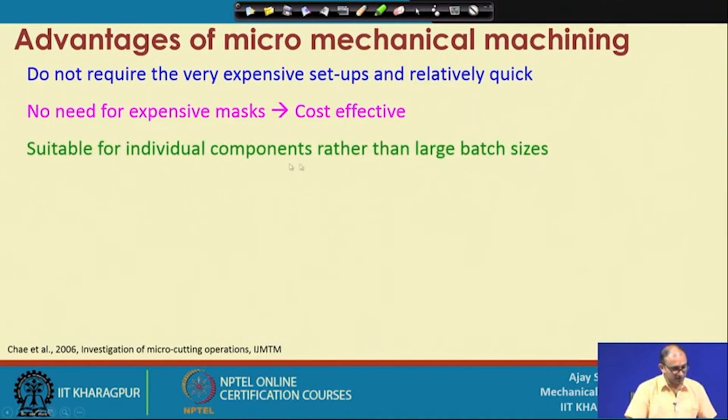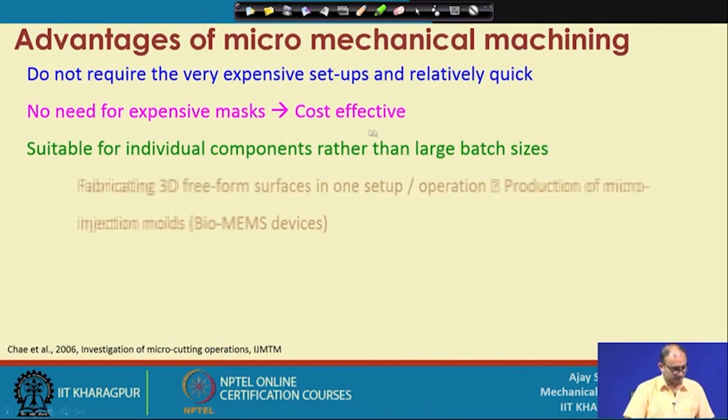Then suitable for individual component rather than the batch size, because if you use this MEMS based surface, it is for mass production, because in a single silicon wafer you can create hundreds, thousands or more than lakhs of components in the single wafer, but this is mostly used for the individual component rather than the batch size.